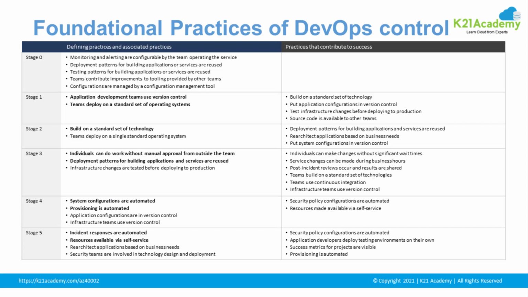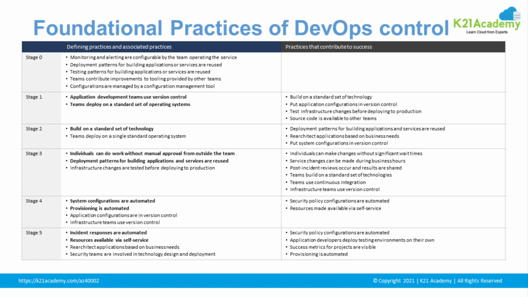And what are the foundational practices of DevOps? If you see, there are mainly two sections out of it, which is defining your practices and practices that contribute to success. Stage 0 is just trying to define a practice like monitoring. You have to do monitoring, you have to do a lot of deployment patterns, you have to write testing patterns and contributions and everything. But actually nothing is there to contribute to the success, because you are just doing planning out of it.